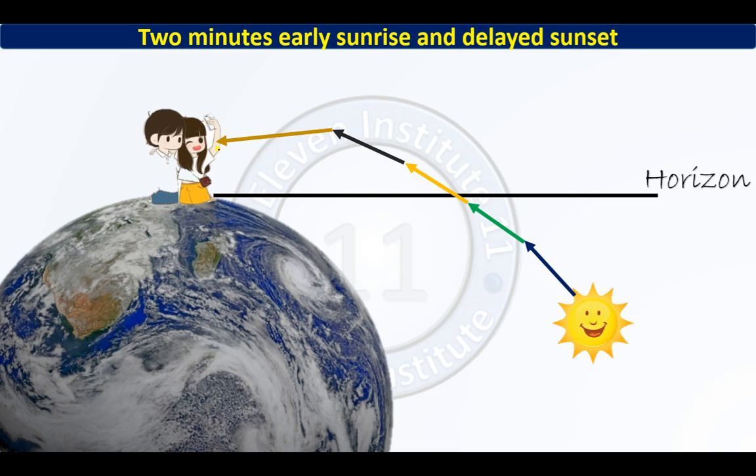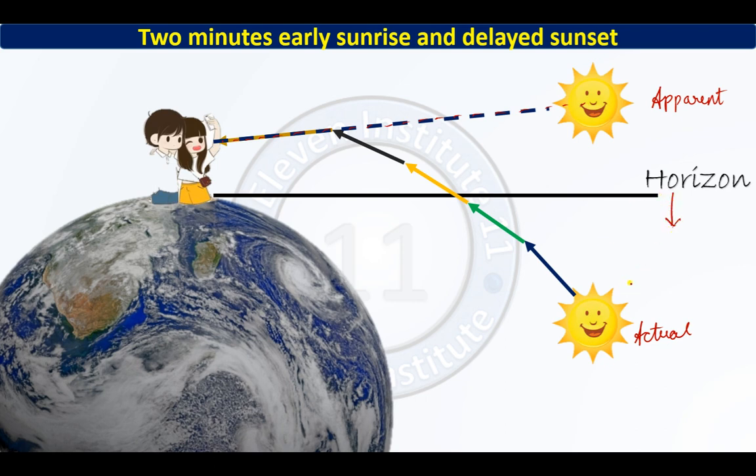So now what will the observer feel? That the ray of light is coming from this direction. The observer feels that the ray of light is coming from this direction. So they may find that the sun is present over here. The sun is present over here. So what is this? This is the actual position. And what is this? This is the apparent position. The sun is yet below the horizon, but it appears above the horizon with a gap of how many minutes?